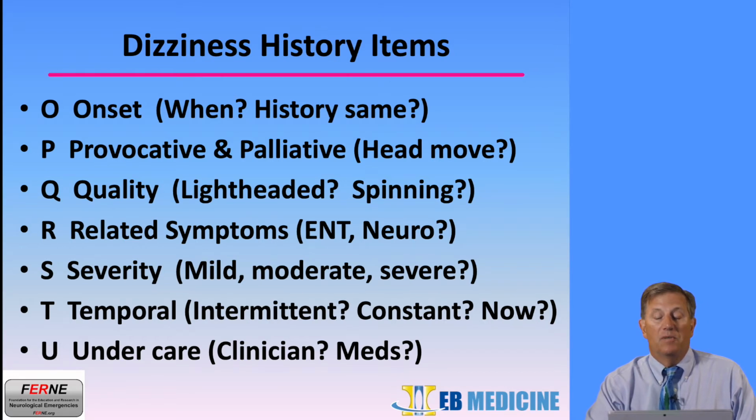R, related symptoms. Are there ENT infection symptoms? Are there neurological stroke type symptoms? S, severity. Is it in general mild, moderate, or severe? T, temporal, and this is very important. Is it intermittent? Is it constant, and has it been constant for several hours and is now present in the emergency department? U, are they under the care of a clinician? Do they take meds specifically for this dizziness?